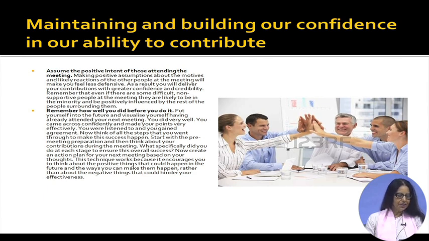Start with the pre-meeting preparation and think about your contributions to the meeting. What specifically did you do at each stage to ensure this overall success? Now, create an action plan for your next meeting based on your thoughts. This technique works because it encourages you to think about the positive things that could happen in the future and the way you can make them happen, rather than think about negative things that hinder your effectiveness.